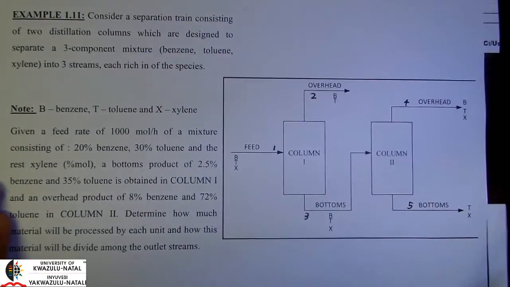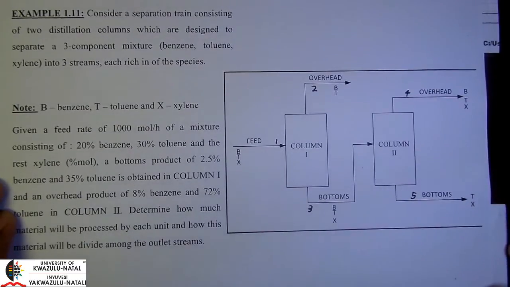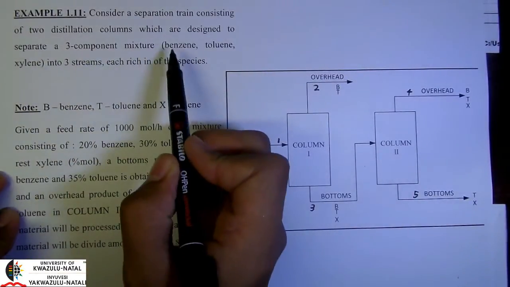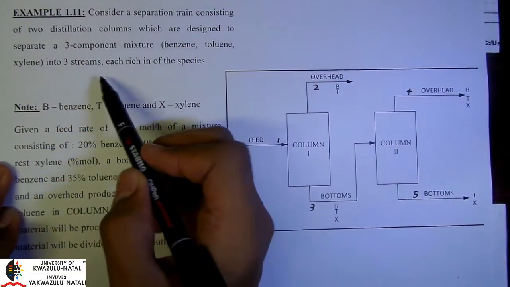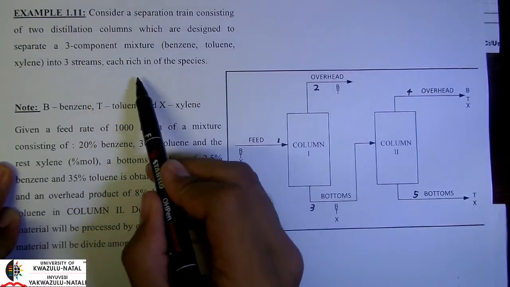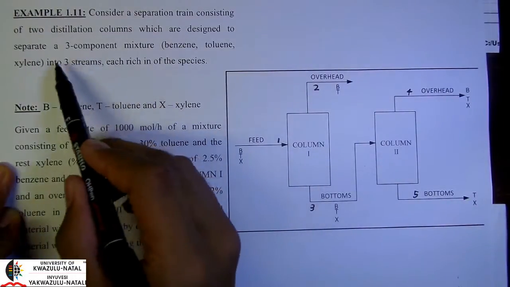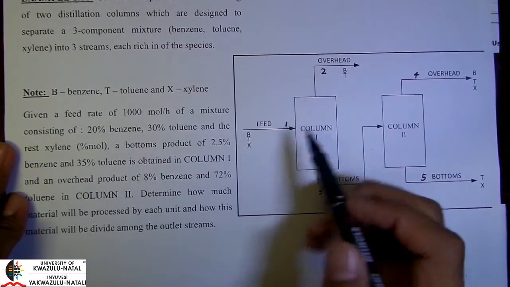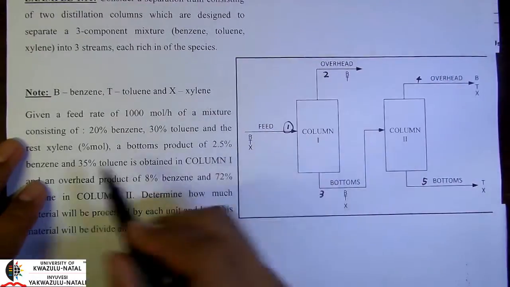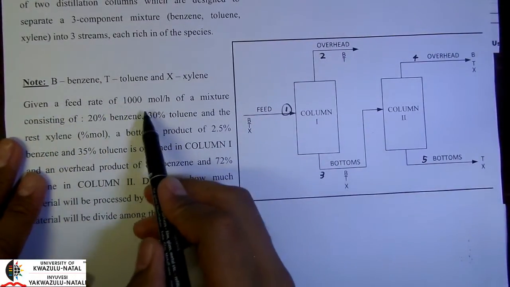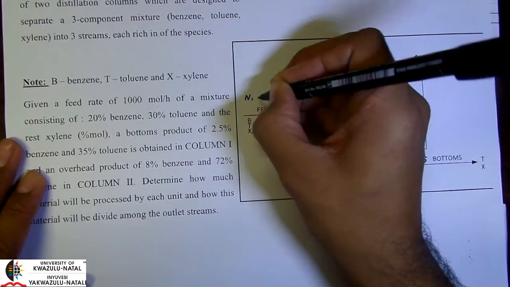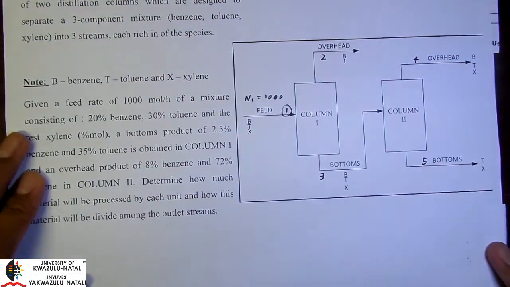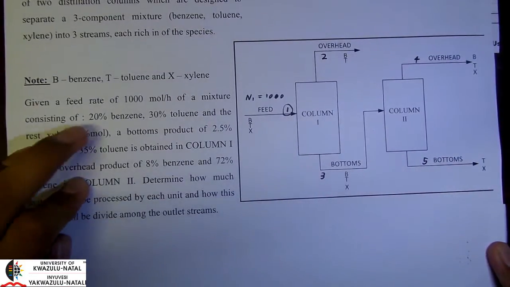This is a two-stage distillation process, designed to separate a three-component mixture, benzene, toluene and xylene, into three streams, each of them rich in one of these three species. We are given a feed, stream 1, and we are told the feed rate, so we can immediately say that N1 is 1000 moles per hour, and we are given the composition as well.